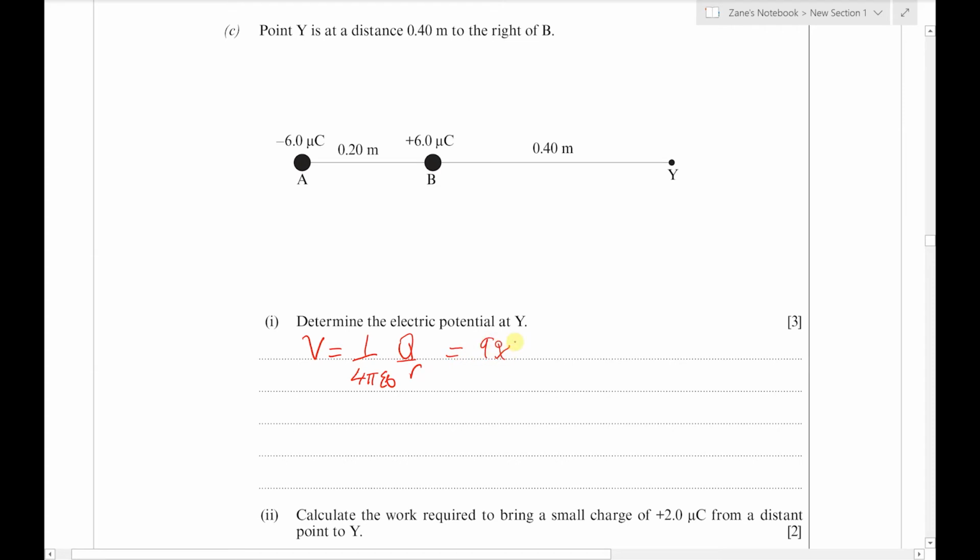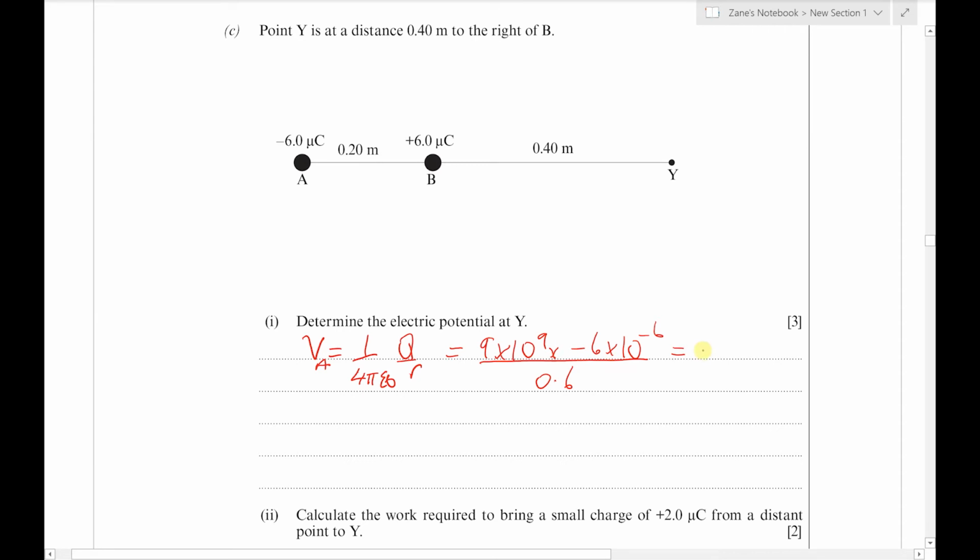So we've got 9 times 10 to the 9, and if we want to work out each of the individual fields, then let's do first of all VA. The charge there is -6 times 10 to the -6. Got to remember, with potentials we do need to include the minus sign because there's no direction to allow for that. And the distance from A to Y is 0.6 meters.